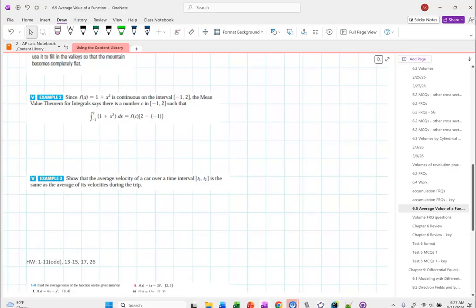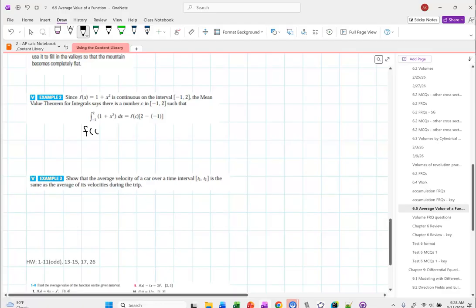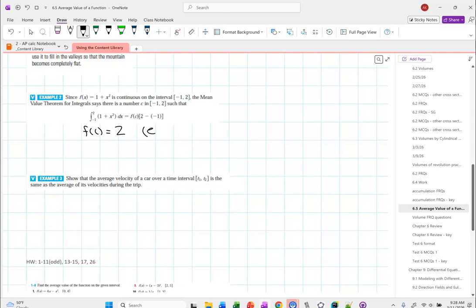Okay. So example 2 says, since f of x equals 1 plus x squared is continuous on the interval -1 to 2, the mean value theorem says that there is some number c on that interval, -1 to 2, such that this is true, right? Everybody's okay? From our example before, we know that f of c was equal to 2, right? We found that earlier.